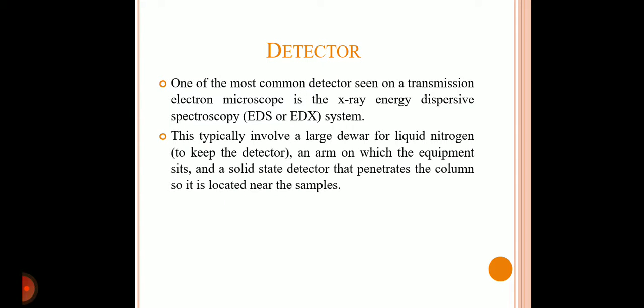Next is the detector. One of the most common detectors seen on a transmission electron microscope is the X-ray energy dispersive spectroscopy (EDS) or EDX system. This typically involves a large reservoir for liquid nitrogen to keep the detector cool, an arm on which the equipment sits, and a solid state detector that penetrates the column and is arrowed, so it is located near the sample.